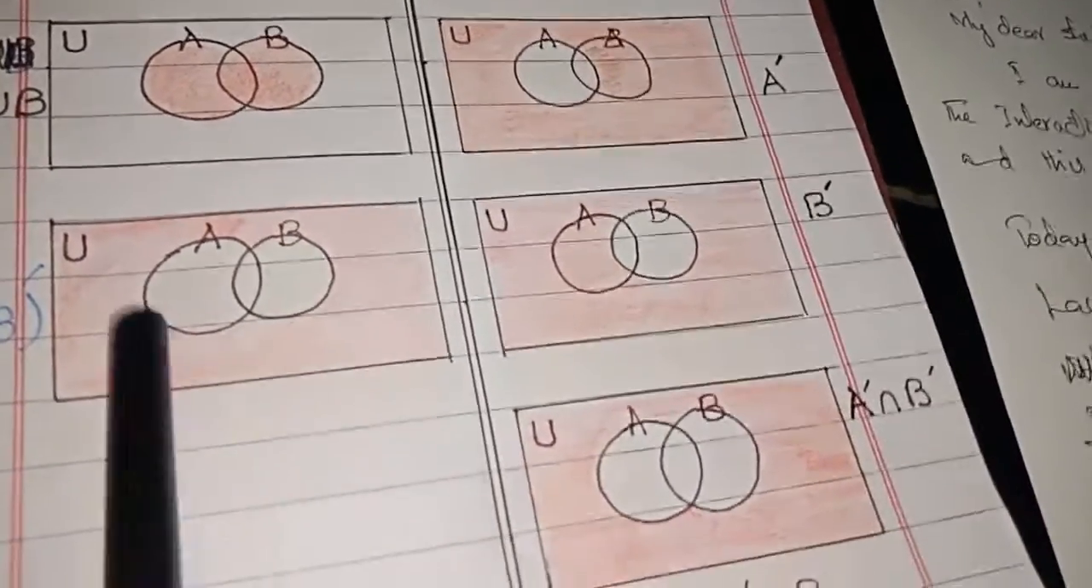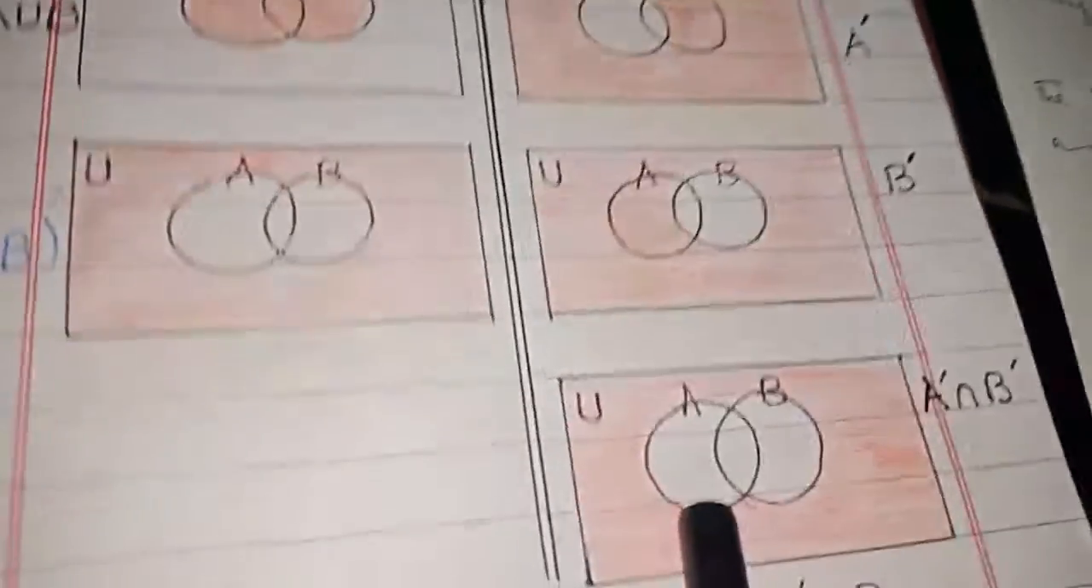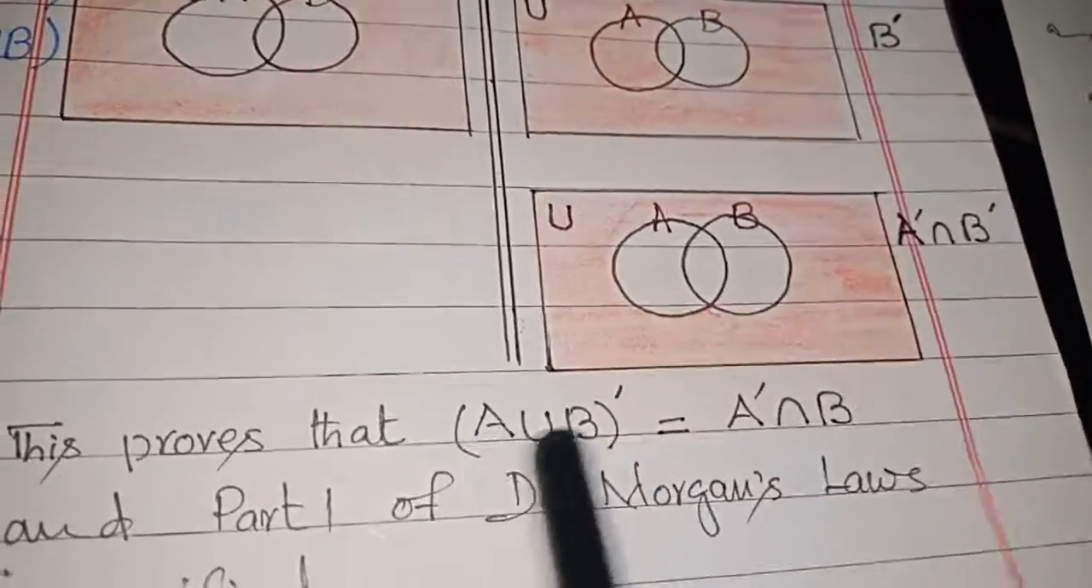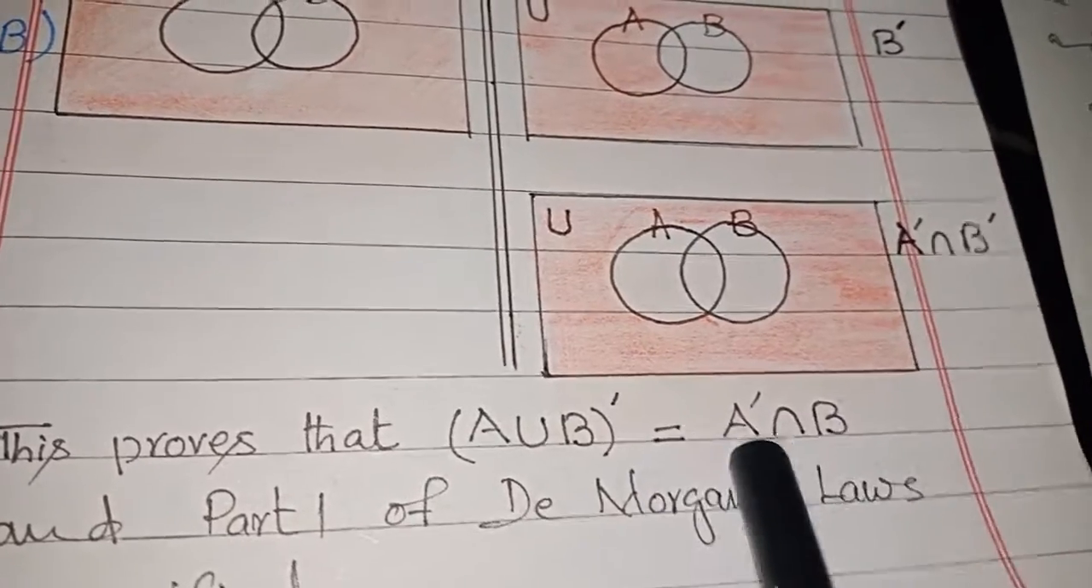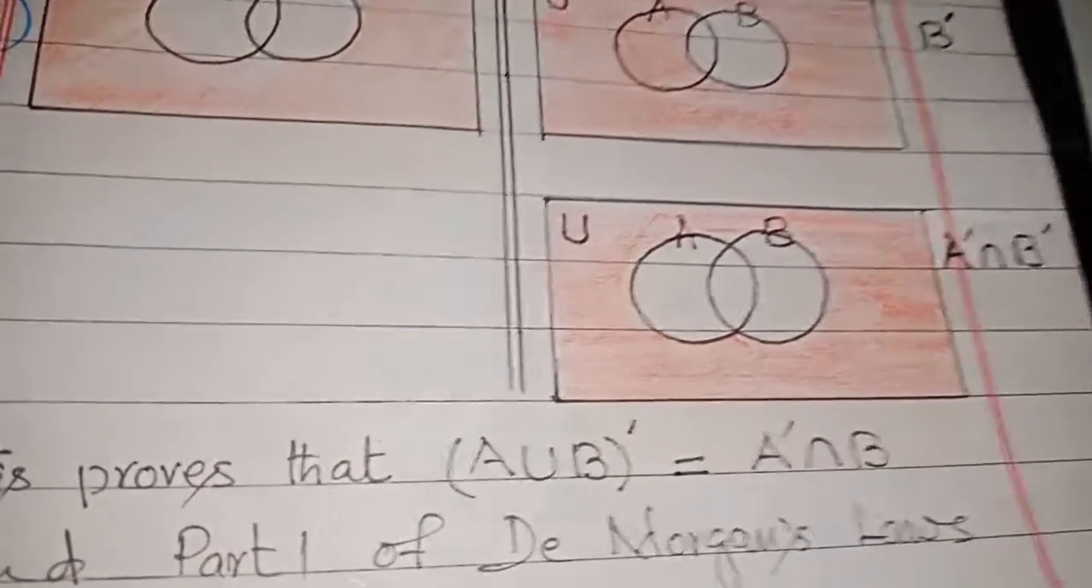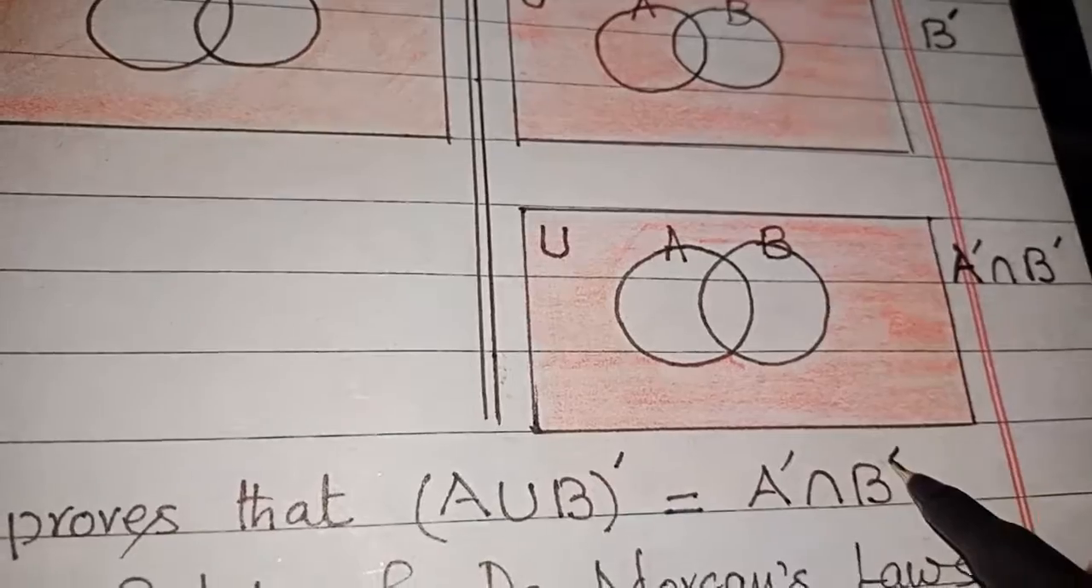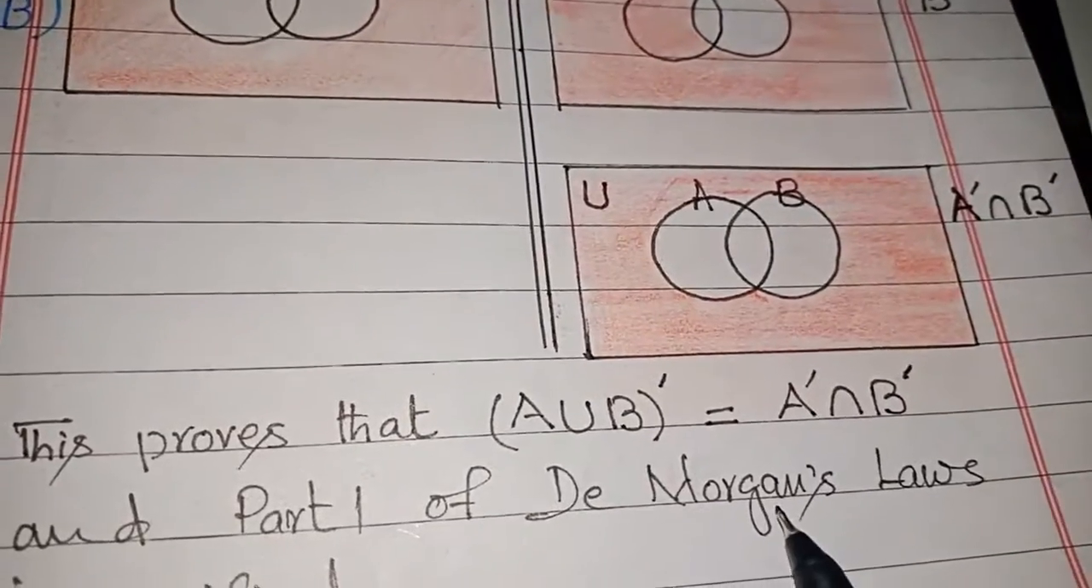So these are the same thing, and it proves that A union B whole complement is equal to A complement intersection B complement. And thus part 1 of the De Morgan's laws is verified.